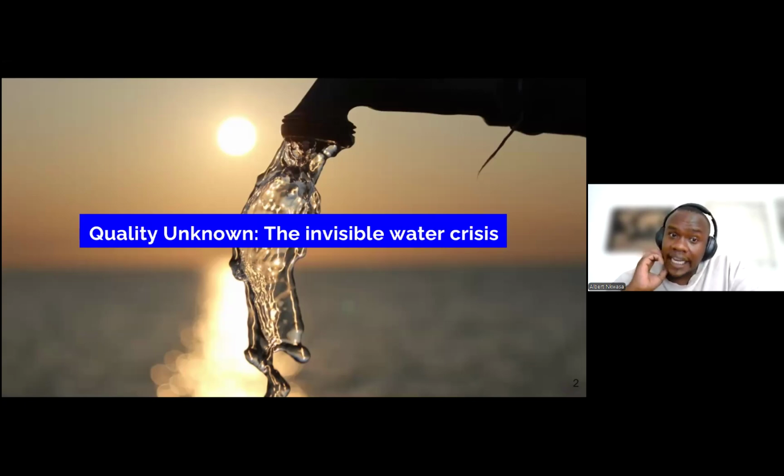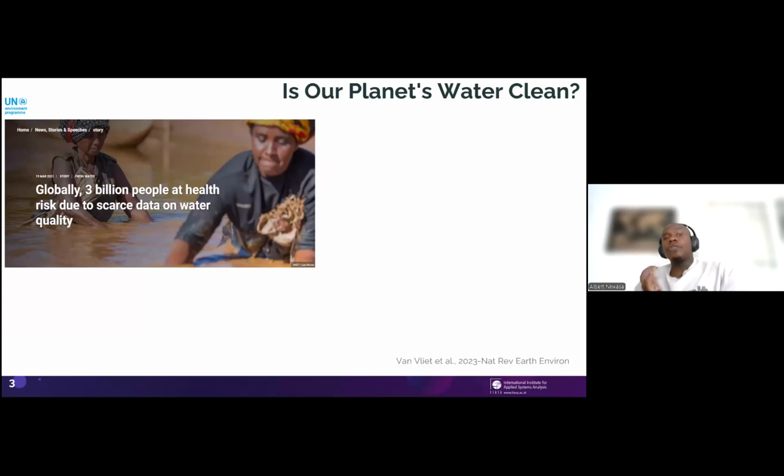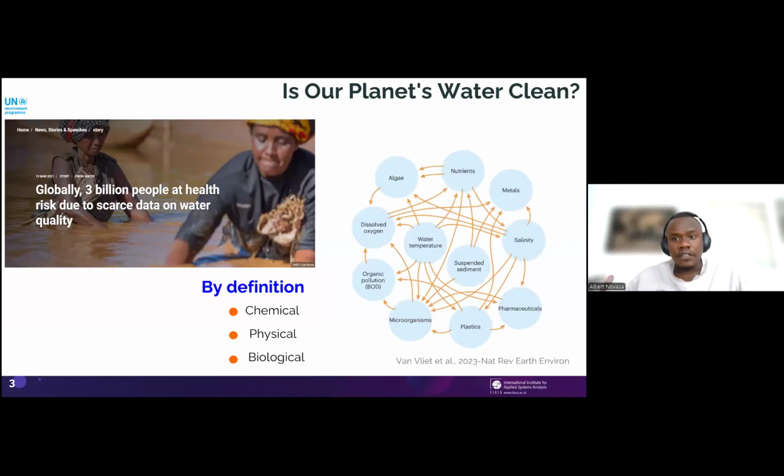I will start with highlighting this invisible water crisis, as mentioned by the World Bank. Globally, about 3 billion people are at health risk due to scarce data on water resources, according to the United Nations Environment Programme. By water quality here, we refer to the chemical, physical, and biological characteristics of water that determine its suitability for a particular use. There are multiple water quality constituents, variables, or parameters, but in this talk I will mostly lean towards nutrients, because that's where my specialty has been, through sediments and nutrients, and this will mostly come out through the talk.